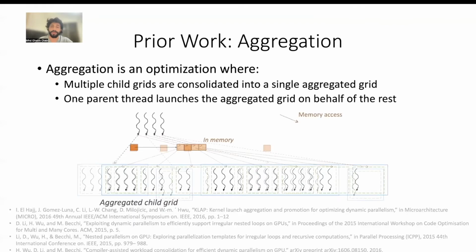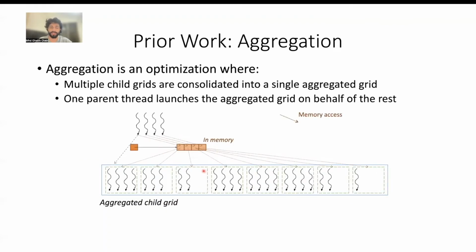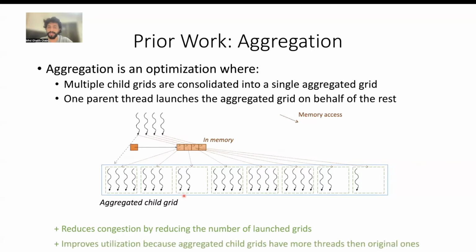We apply the aggregation optimization. Now we have 4 parent threads. They work together in order to consolidate their work. And once they are done consolidating their work, one of them does the aggregated launch, which is a larger grid with all the work of the parents combined. This tackles congestion by reducing the total number of launched grids. It also improves utilization because now the aggregated child grid has more threads than the original ones.